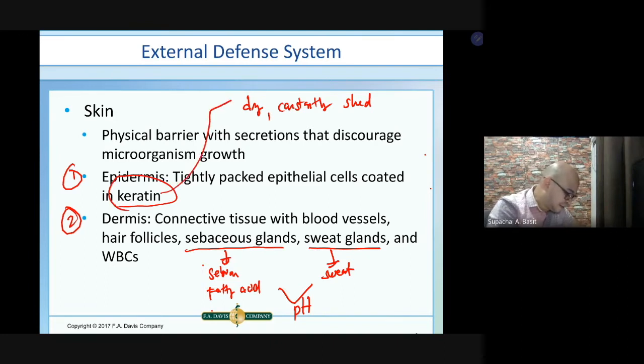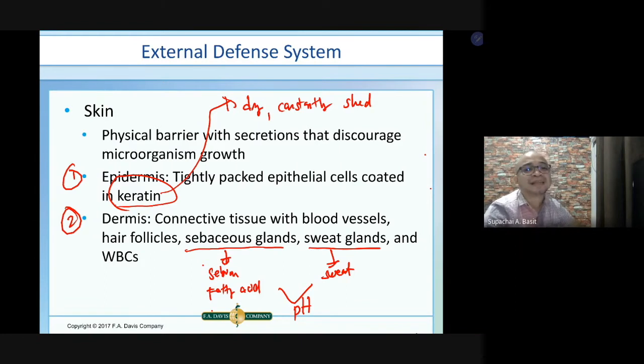Keratin will keep your skin constantly dry, and at the same time, it has a protective function over your skin. And then the dermis, on the other hand, is made up of different types of connective tissues. These connective tissues are actually composed of blood vessels, hair follicles, sebaceous glands, sweat glands, and even WBCs.